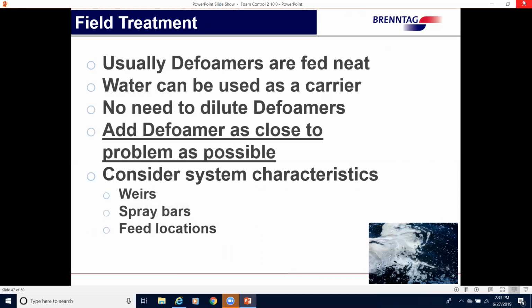So when dosing defoamers, you should keep in mind that, as water treaters, we typically feed them neat. Water can absolutely be used as a carrier, but there's really not a whole lot of need to dilute defoamers. But with that said, one of the most important things to consider when treating foam is that we want to feed the defoamer as close to the problem area as possible. We also need to touch on the system characteristics, such as weirs and spray bars and feed locations and things like that, because they definitely play a factor here.